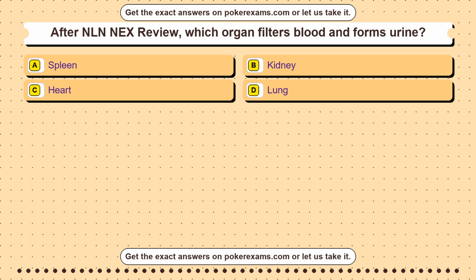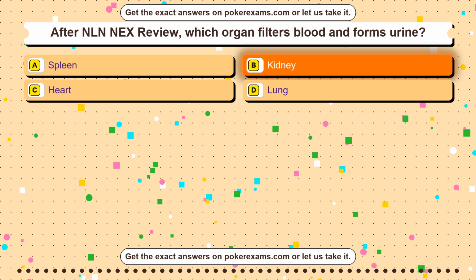Question 16. After the GED reading practice test, which phrase identifies author bias? Option A: exact citation. Option B: loaded language. Option C: neutral data. Option D: balanced evidence. The correct answer is option B.